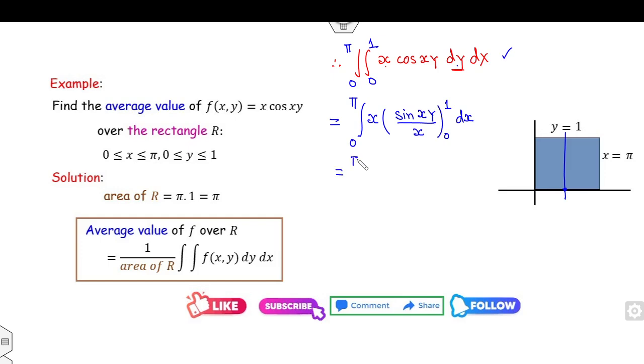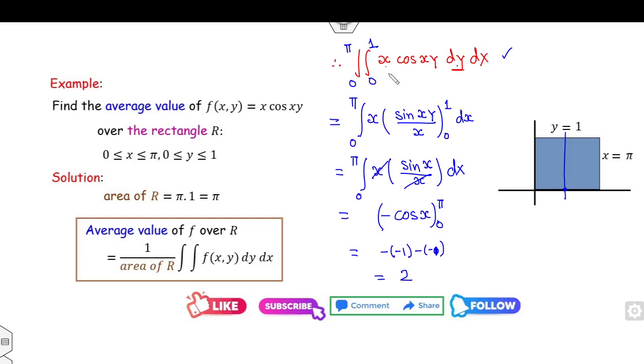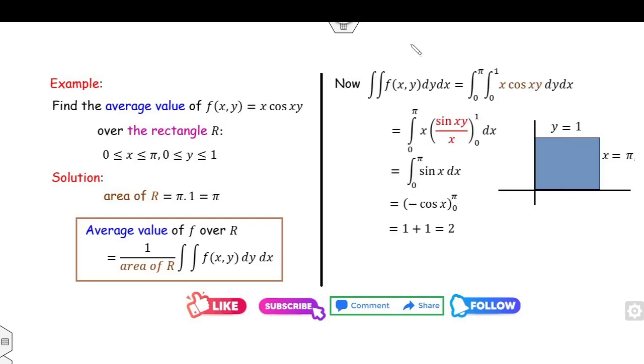So can you substitute the upper limit and the lower limit? This is x sine x divided by x. Sine 0 is 0, so x will be cancelled out. Integration of the sine is minus cos x from 0 to pi. So it will be minus 1, and cos 0 is 1, so 1 plus 1, 2 is the integration. Fine. Now, therefore, what is the answer of the average value? The average value is 2 divided by area. Area is pi, which is the required answer.